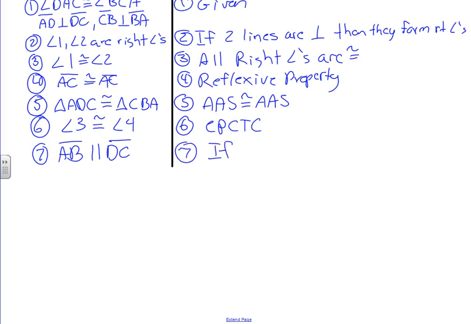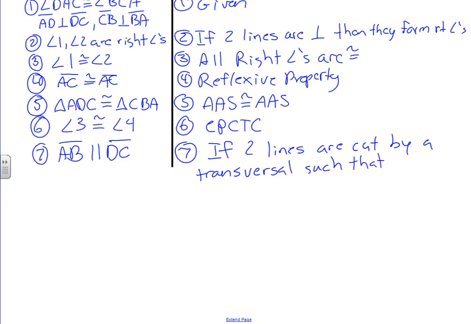So it's if two lines are cut by a transversal such that alternate interior angles are congruent. Don't leave out the congruent part. Alternate interior angles are congruent, then the lines are parallel.